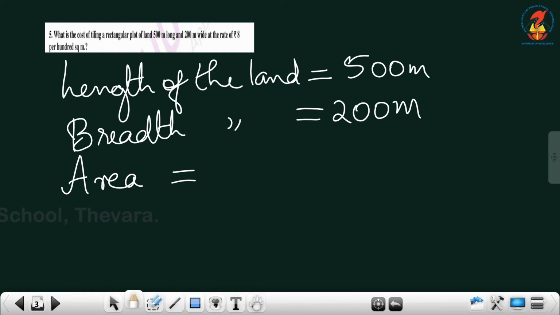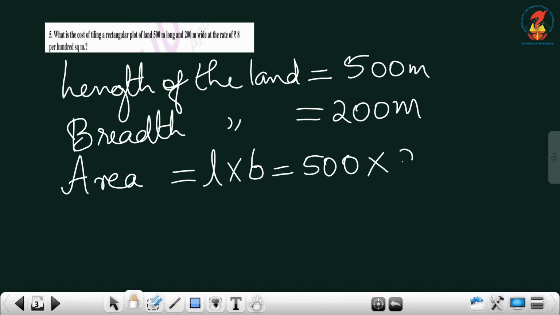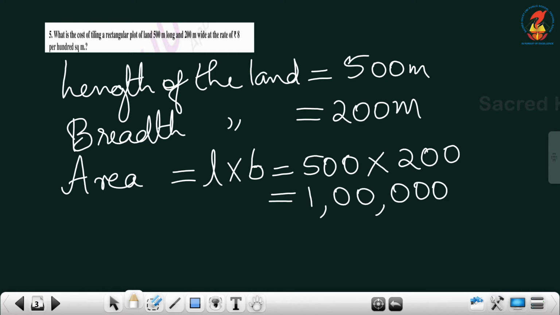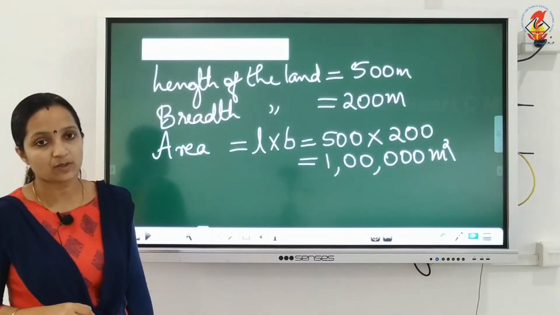So first we have to find the area of that particular land. What is the formula of finding area of a rectangle? Length into breadth. That means L into B, that is 500 into 200. 500 into 200, what is the answer? 1 lakh. Here the unit is in meters, so we can write it as meter square. 1 lakh meter square. Okay.